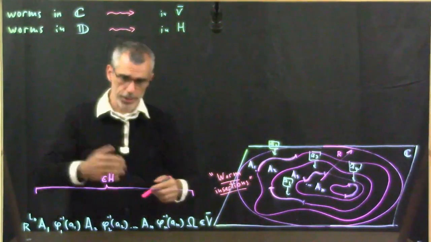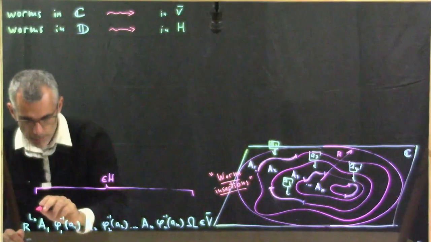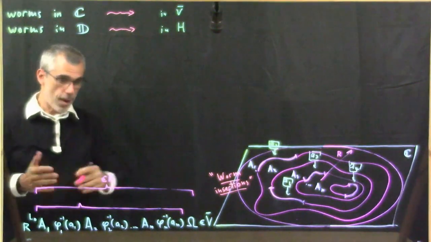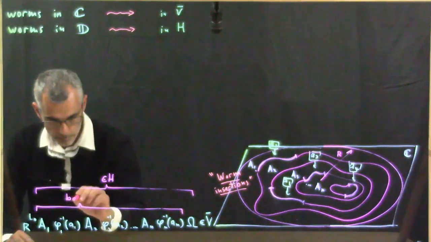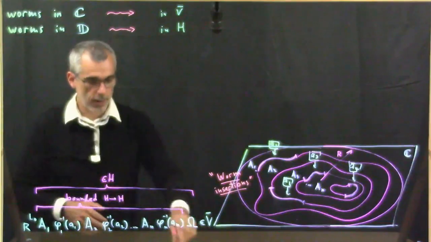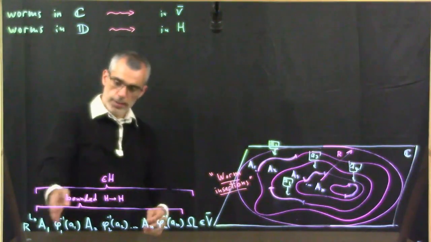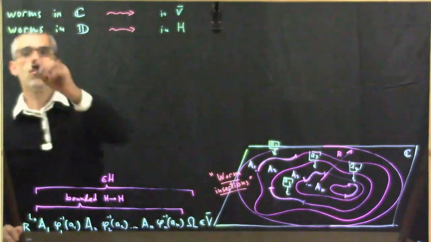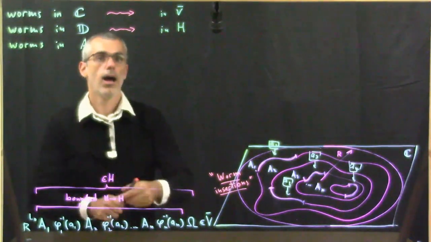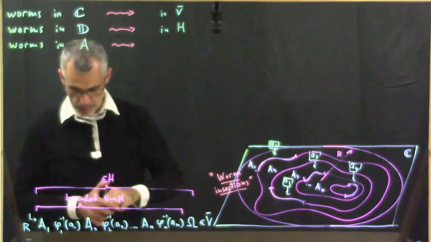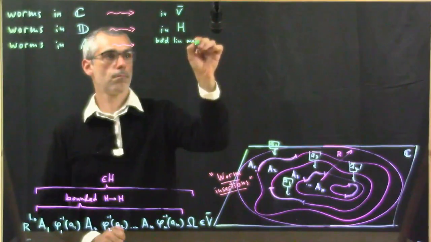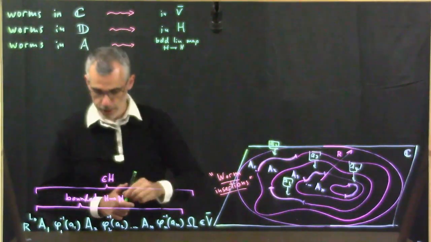And another thing we can do is to consider just this expression here, which is a bounded operator from H to H. And if I call A the annulus, which is the product A1, A2, up to An, and the picture is that I have worms in the annulus, then what we get associated to that is a bounded linear map from H to H.